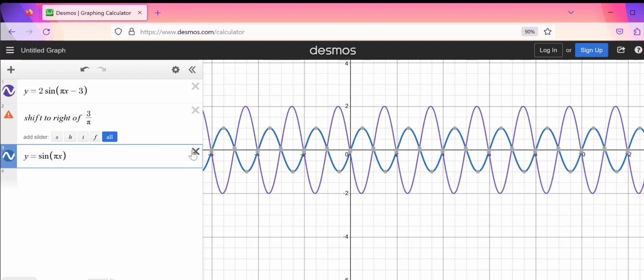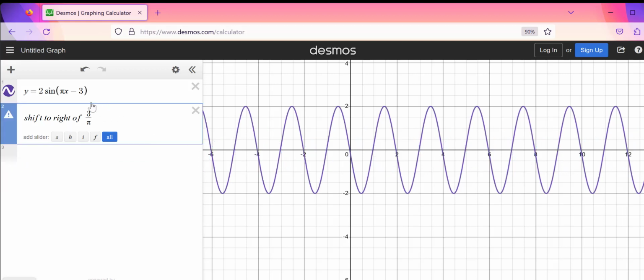Okay, now it would have been tempting to look at this equation here and think, oh yeah, I have a shift to the right of 3, and that would not be correct.